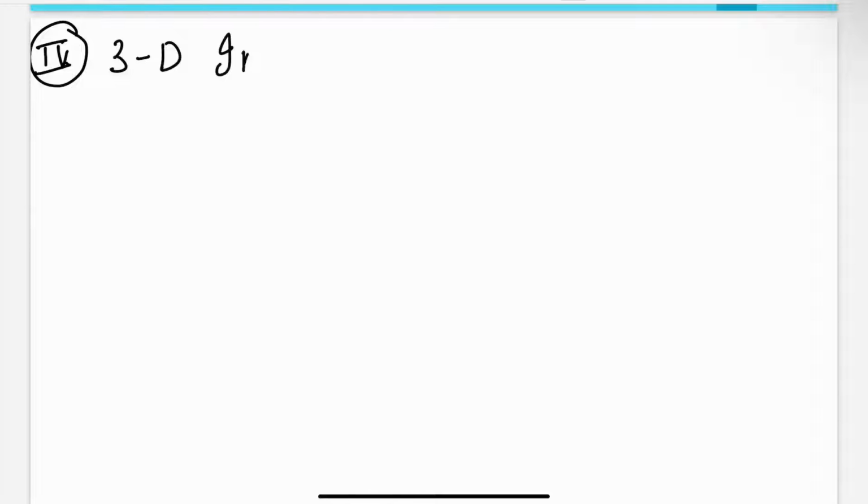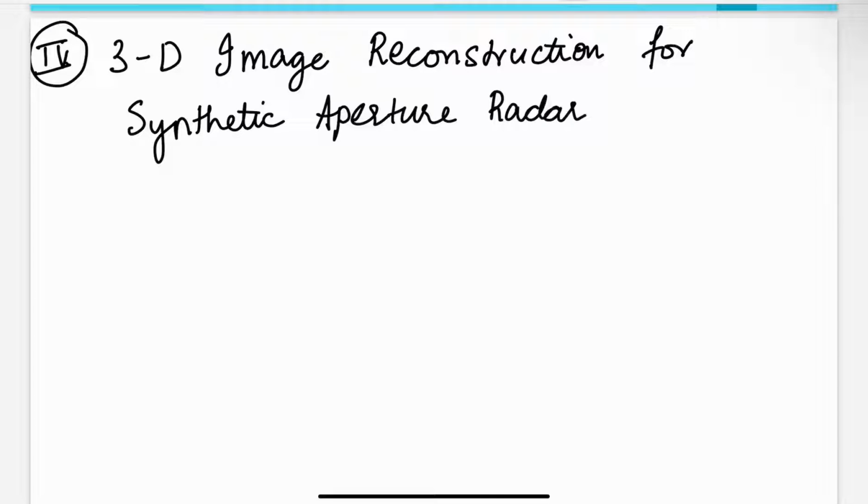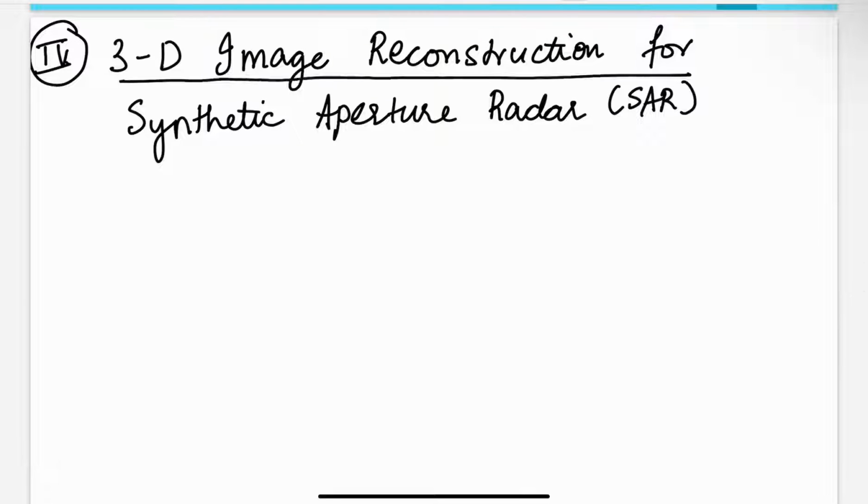What we will discuss today is 3D image reconstruction for synthetic aperture radar, which is also known as SAR. Okay, so that's the title of today's presentation.